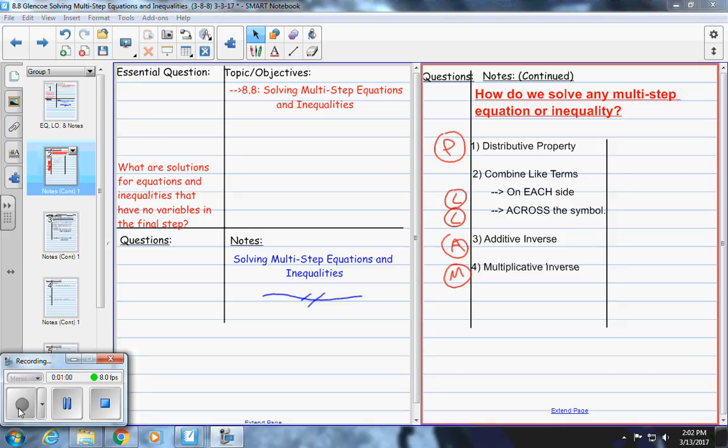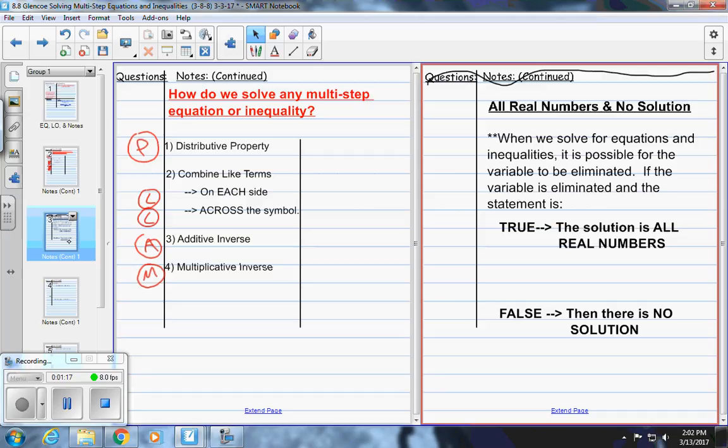So you may have noticed that how we solve any multi-step equation or inequality, the steps have not changed. It's still PEMDAS. Still PEMDAS. Yep, not PEMDAS with one L. Remember, we split up our L step into two different L steps. And that's going to lead us into our next slide here. And again, I'm going to ask that you copy down what you see. Go ahead and pause.